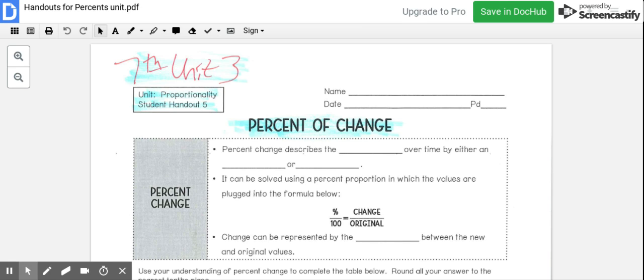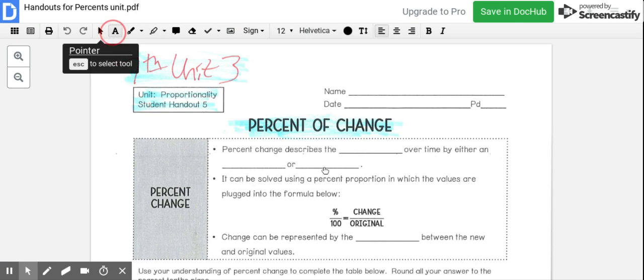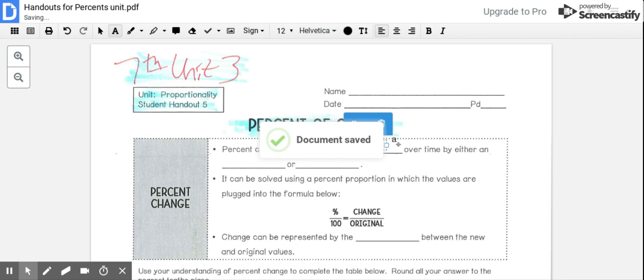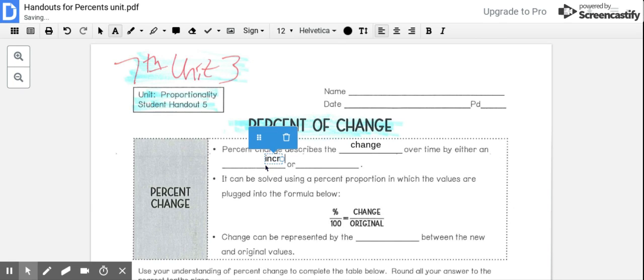Handout 5, we're going to start talking about percent of change, and it's basically what it sounds like. It describes the change over time by either an increase or decrease. So it can be solved by using this percent proportion, which we're already used to.